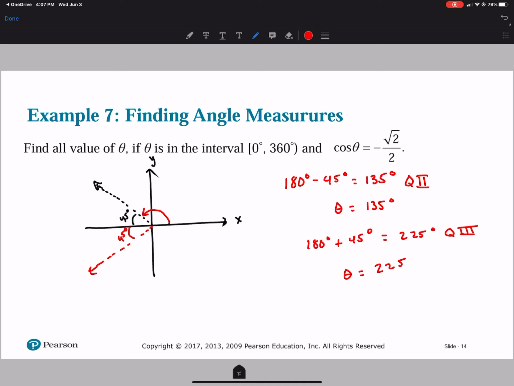Now, that's the only one that's left because we're dealing with cosine, so that deals with x's, and x is not negative in any other quadrants but 2 and what? 3. So we found the values that we needed. If you have any questions, just let me know.